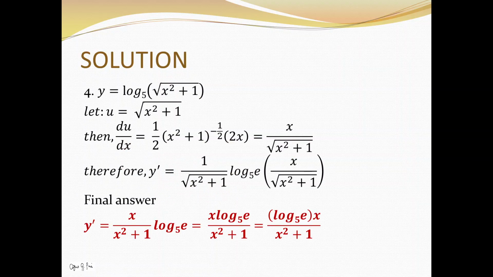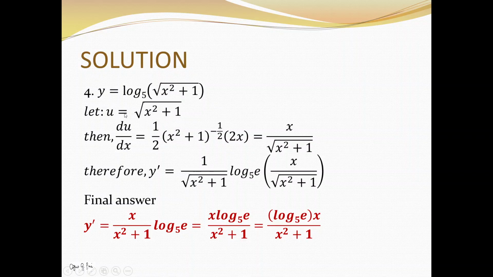And lastly, for our number 4, this is also a logarithmic function wherein the given is y equal to log of the square root of x squared plus 1 to the base 5. So similarly, this is our u, which is square root of x squared plus 1. Then, finding the derivative of this u, this is by means of power derivative, wherein this also means raised to 1/2 for the square root.